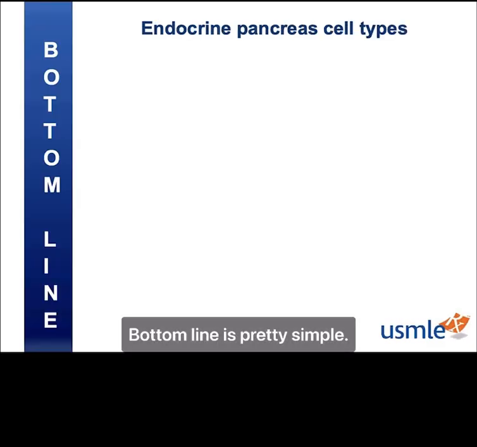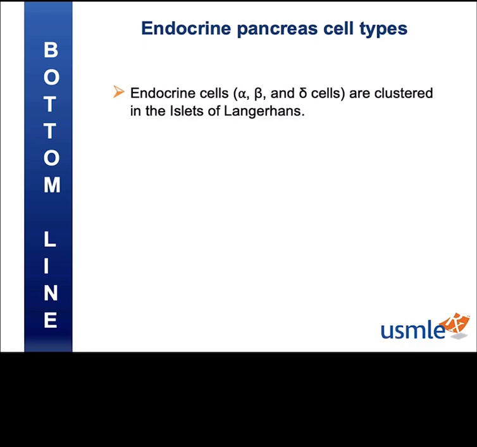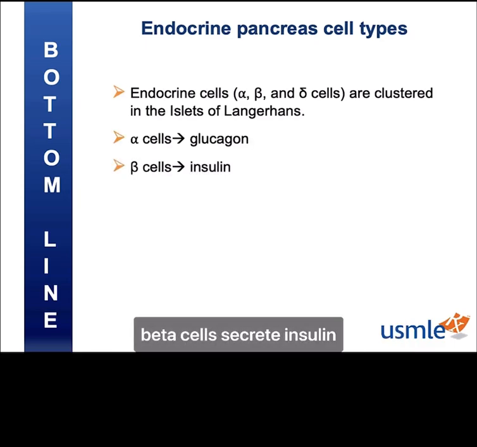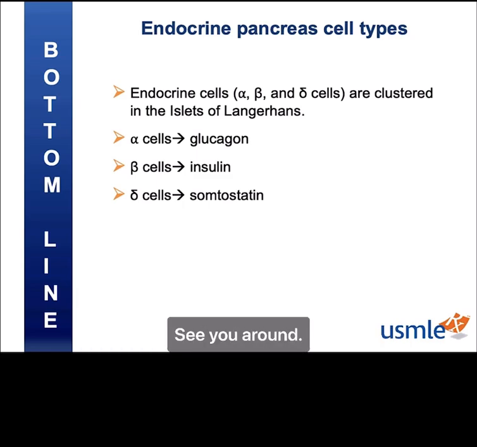Bottom line is pretty simple. Endocrine cells, the alpha, beta, and delta cells, are clustered in the islets of Langerhans. Alpha cells secrete glucagon, beta cells secrete insulin, and delta cells secrete somatostatin. And that's all, folks. See you around.